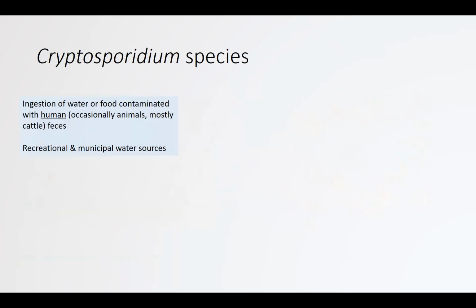Crypto is probably really number one as far as intestinal pathogens in the United States, intestinal parasites in the United States. Water or food contaminated with human feces for the most part. There are some occasional animal transmissions, mostly from cattle to humans. Cryptosporidium parvum, the number one cause of cryptosporidium in the United States, also causes disease in cattle. So we can get it from there.